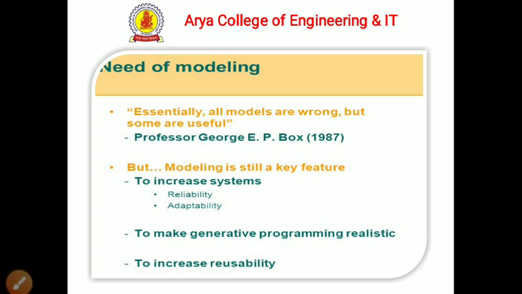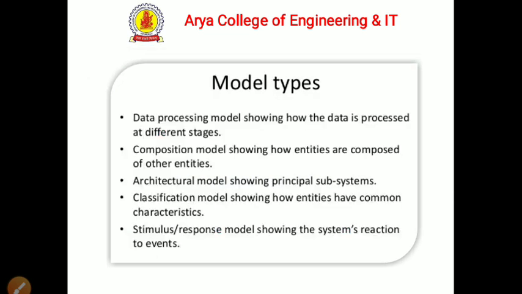So it is very important to understand why we need modeling: to make generative programming realistic, to increase system reliability and its adaptability, and to increase reusability of the system. Now we have some model types which are used in system modeling. We can classify them on different bases.